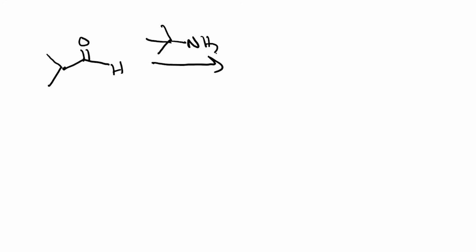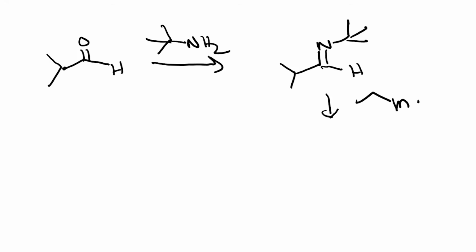So the example that I'm going to look at is I start with this aldehyde and first react it with tertiary butylamine, and we end up getting this, right? And then we add, let's say, MgBr, and the intermediate that is formed here is the aza enolate.